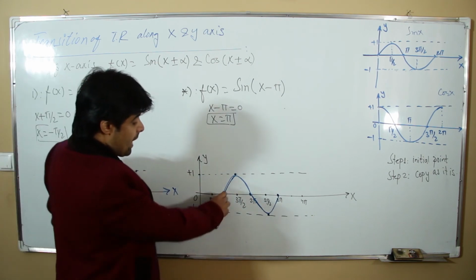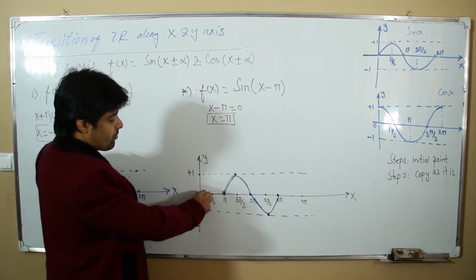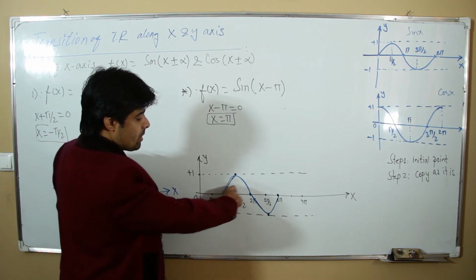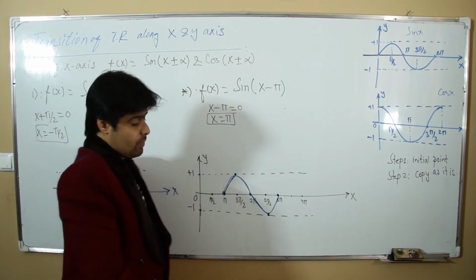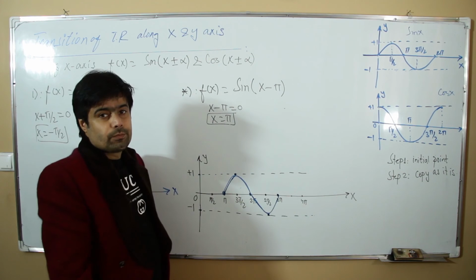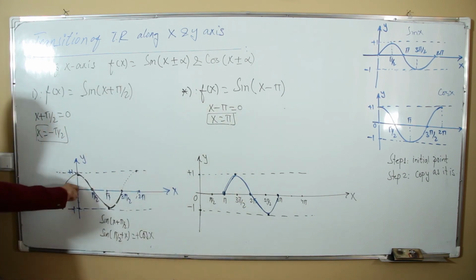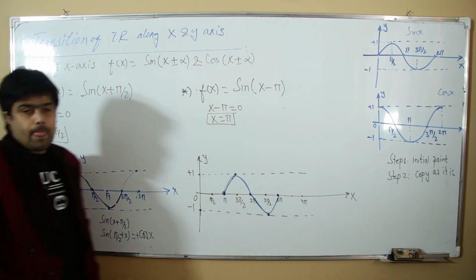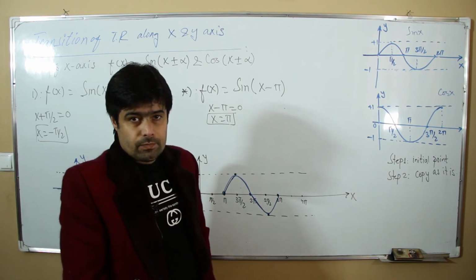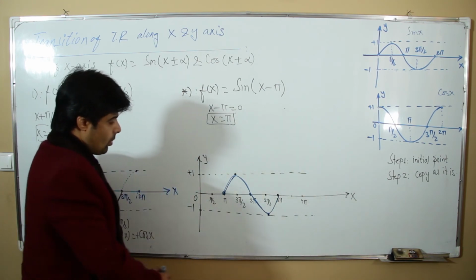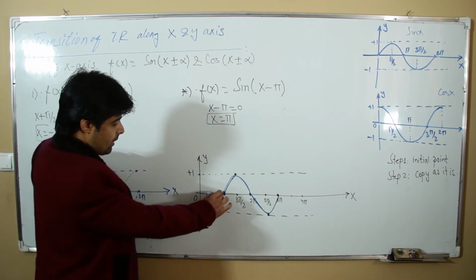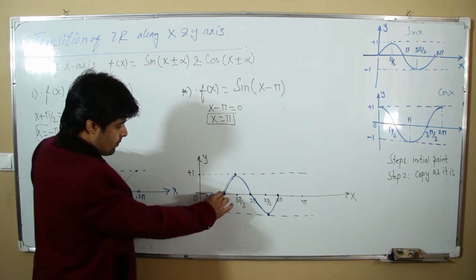It means we have a transition from 0 to pi along the x-axis. We have pushed this one, and in here we have pulled this one. Have you got it? Yes. Here we have the same graph.